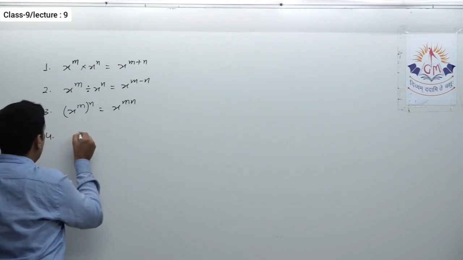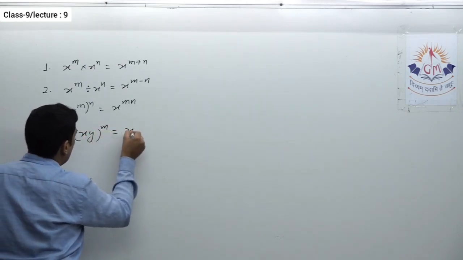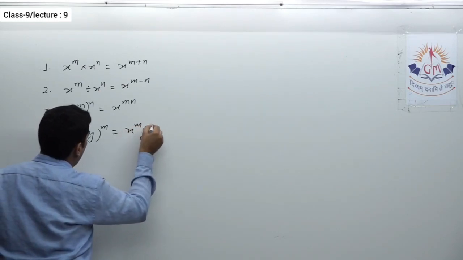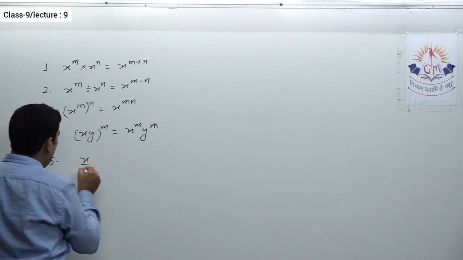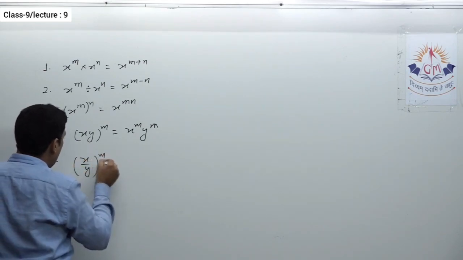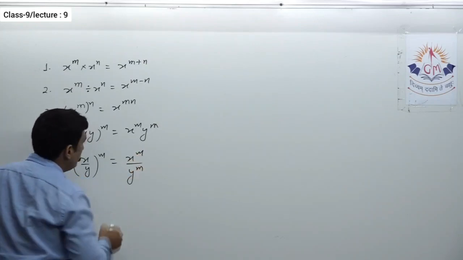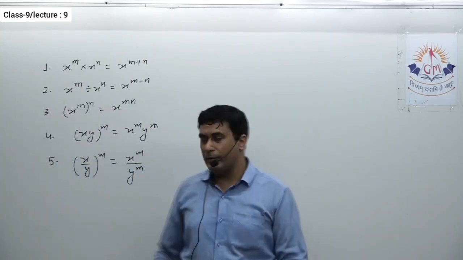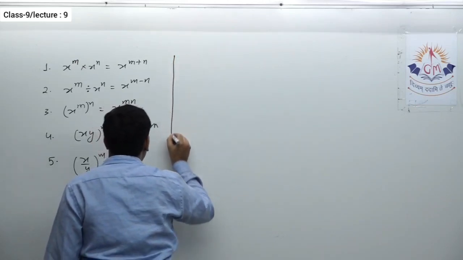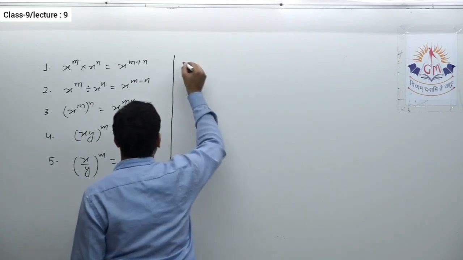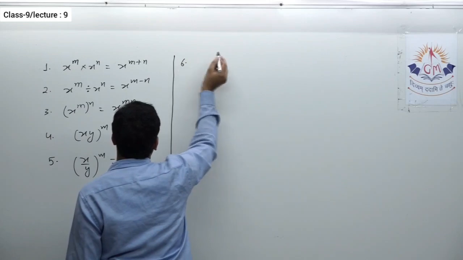Then after that we had x into y raised to m is equal to x raised to m into y raised to m. Then the fifth one was, x upon y raised to m is equal to x raised to m upon y raised to m. These, I can say, were the basic laws, and with the help of the results of these we have some more useful results. The next one I will write as the sixth one or whatever.